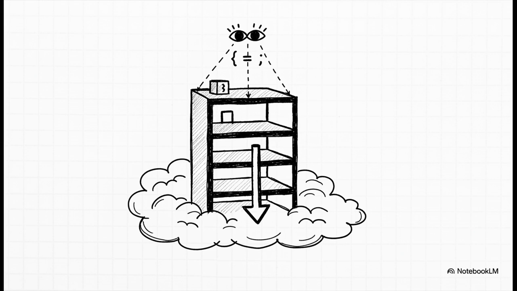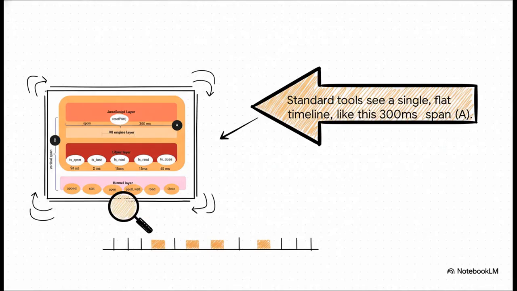The problem is, when a request comes in, it has to take the elevator through all these floors, but our tools can pretty much only see what's happening on the top floor. This right here visualizes the problem perfectly. Our usual tools look at a task, let's say reading a file, and they just see one big block of time. They see this 300 millisecond span, and that's it. It's a totally flat, one-dimensional picture of something that's way, way more complex.